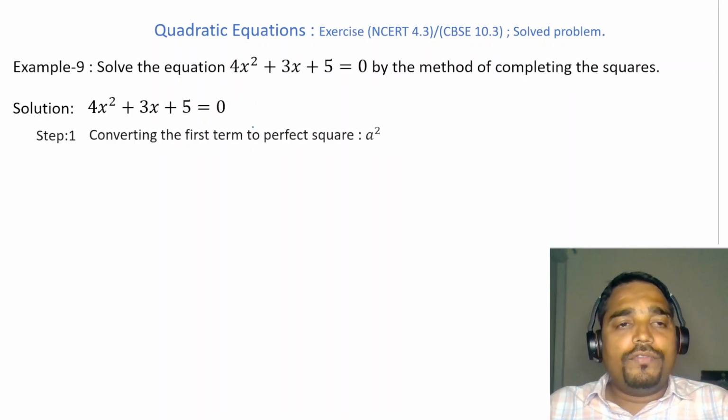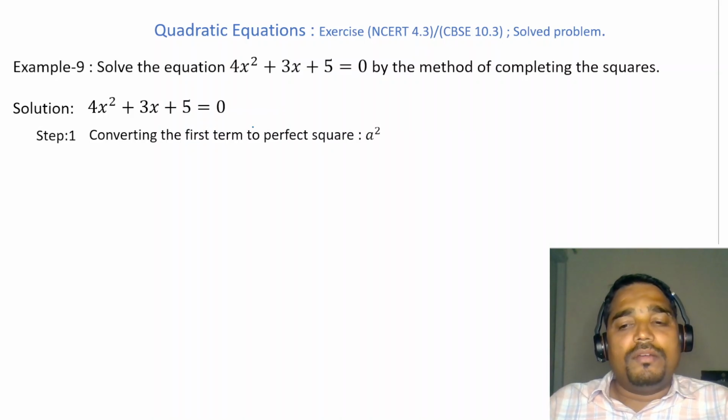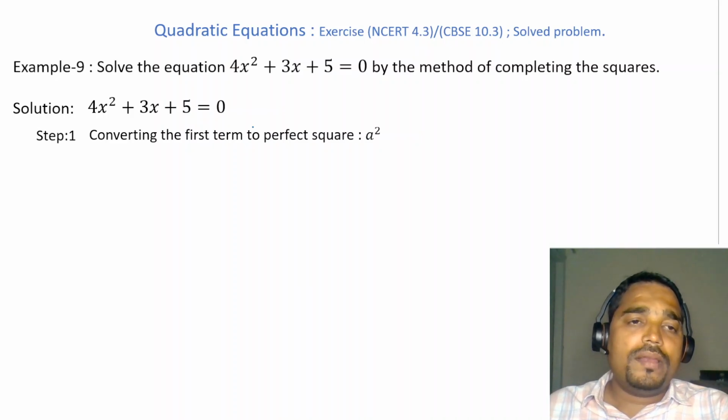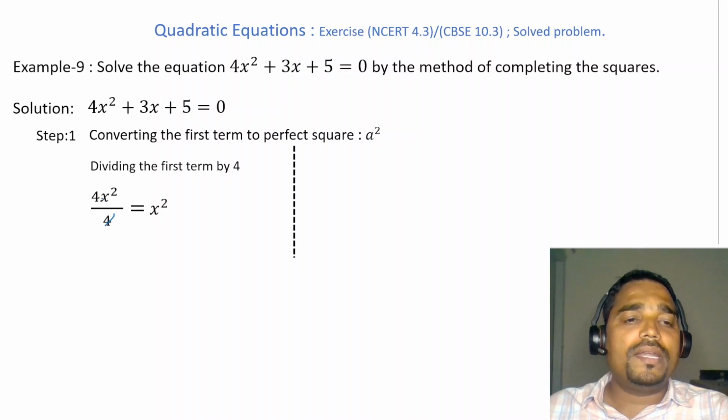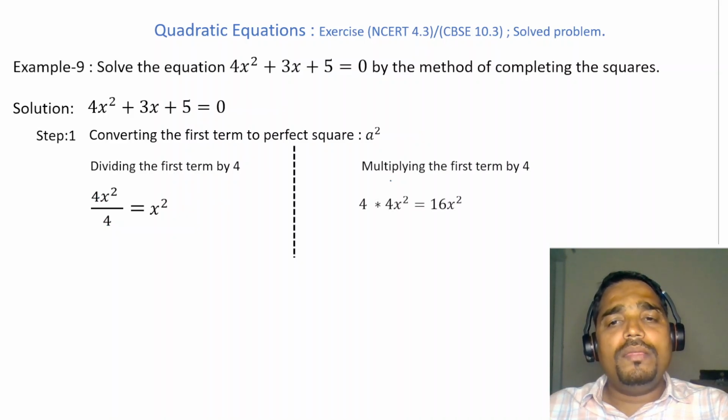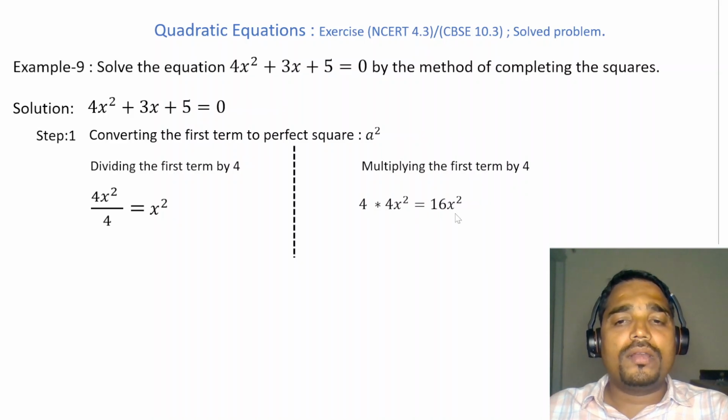The first step in the method of completing squares is to convert the first term into a perfect square. The first term can be expressed as a perfect square either by dividing the first term by 4, that is, upon dividing the first term 4x square by 4, the 4 would get cancelled and we would be left with the x square term. Also, one more method would be multiplying the first term by 4, that is, 4 multiplied by 4x square would be 16x square, or 16x square can also be written as 4x whole square. Since there is a whole square for a bracketed term, it is a perfect square. That is, step number 1 is completed.